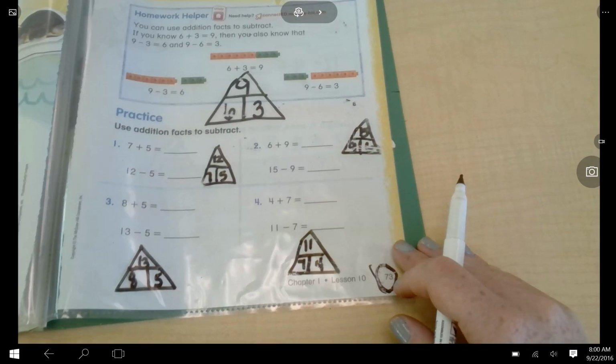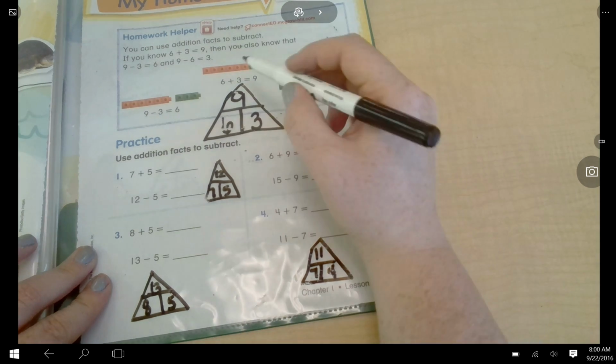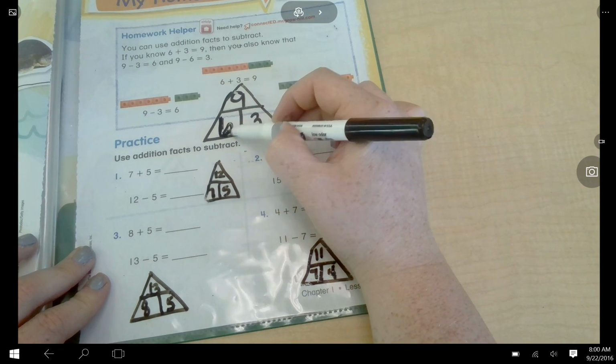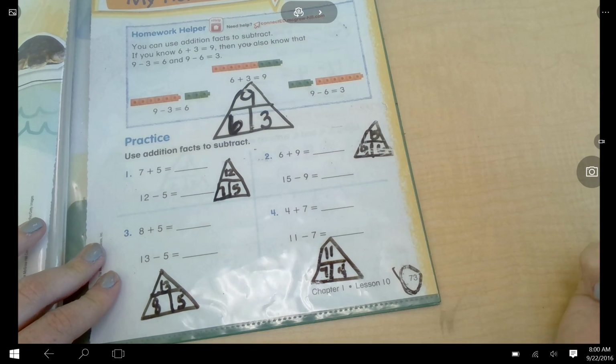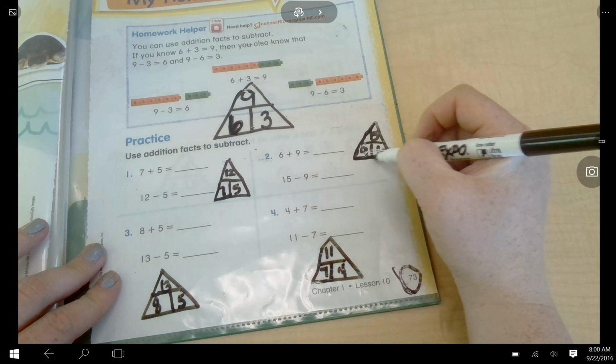You should have just finished the problem solving page. Now we're on to our homework. Woohoo! Look at us fly today. I went ahead and drew those triangles to help you on this page.